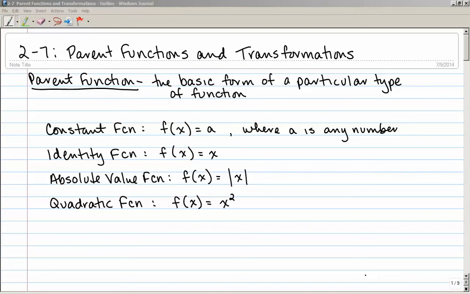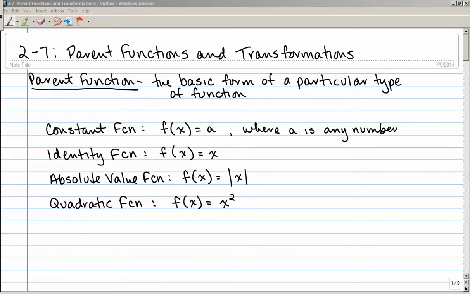Lesson 2-7 is on parent functions and transformations. A parent function is the basic form of a particular type of function. And you're familiar with all of these, you probably just haven't seen it written this way before. A constant function is a function f of x equals a, where a is any number.